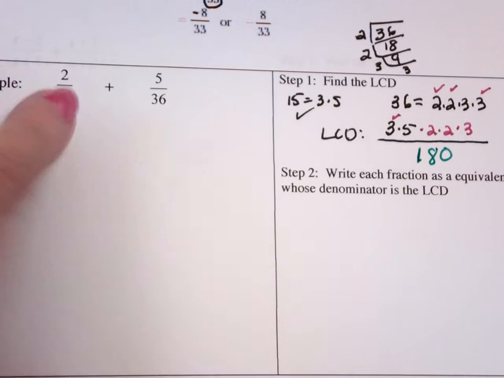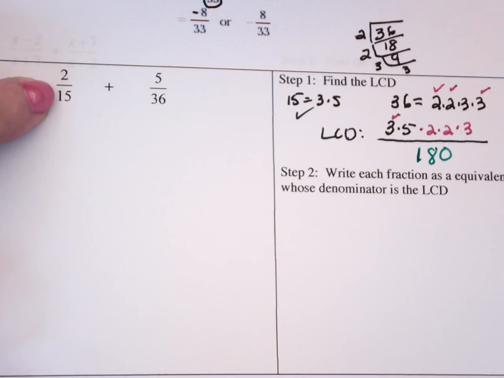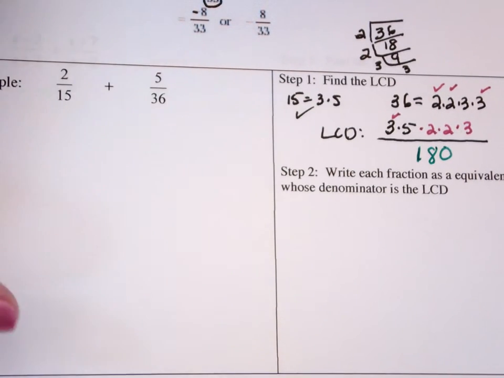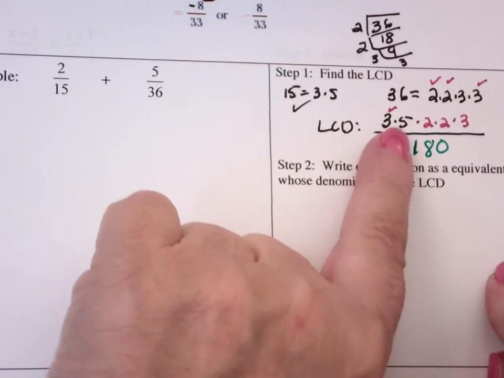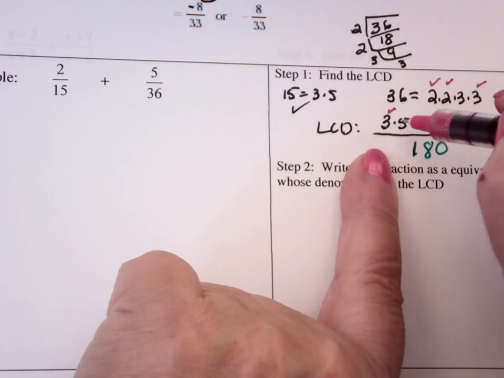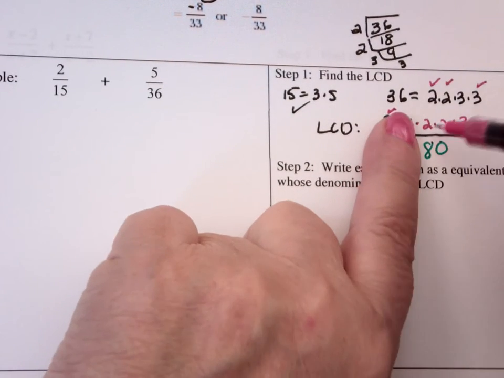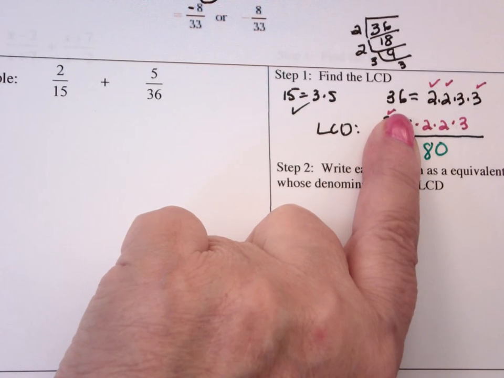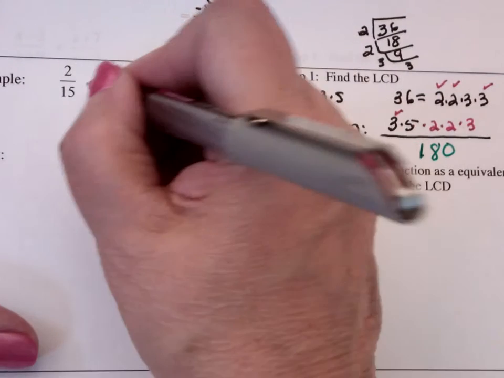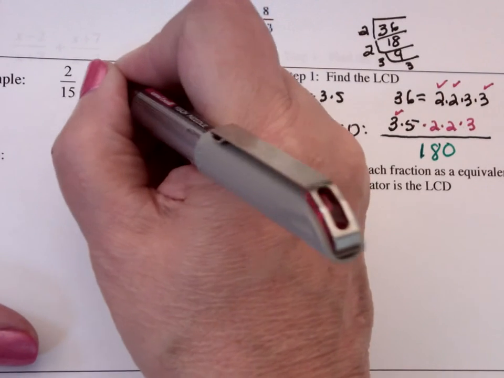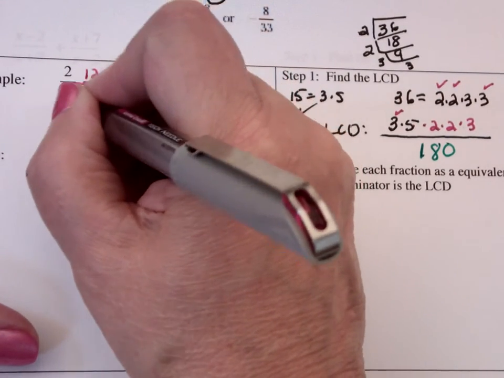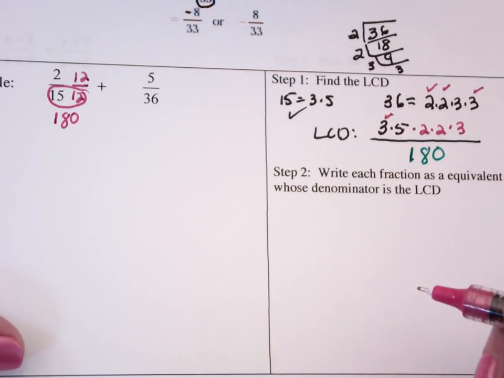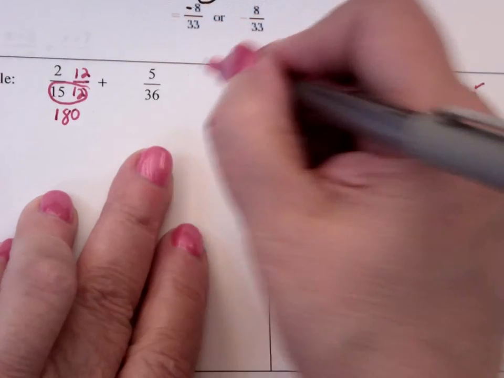So that says I need to turn 15 into 180, turn 36 into 180, so I can count them. Now, if I look at 15, 15 is 3 times 5. What I would need would be 2 2s and 1 3. That's 4 times 3. 4 times 3 is 12. So I multiply this guy by 12 over 12. That turns this into 180. So now that's your LCD.